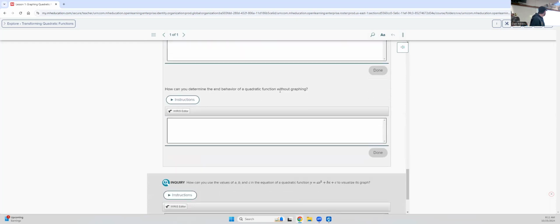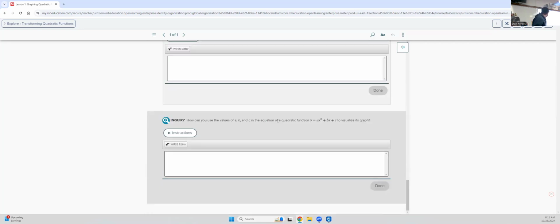How can you determine the end behavior without graphing? It also has to do with A. Because if A is positive, it's just a regular U-shaped graph. So end behavior would be up over here and up over here. If A is negative, it's going down over here and down over here. So like as x approaches infinity, y approaches infinity. As x approaches negative infinity, y approaches infinity. Now the end behavior of a quadratic always does the same thing on both ends. It's either both up or both down. It will never be opposite. Always doing the same thing on the ends. Last part here, we'll talk about that. All right.